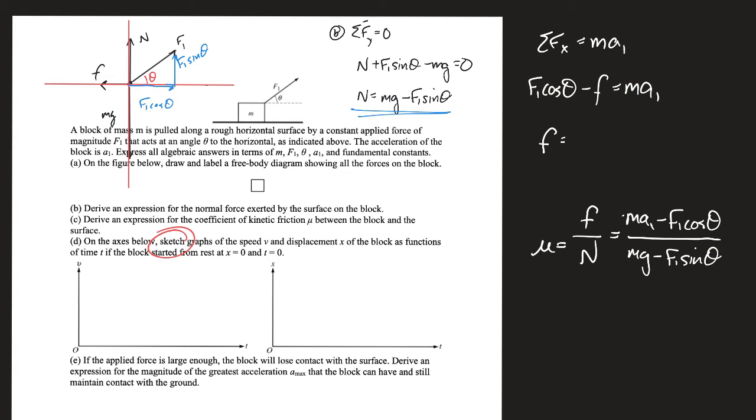But I appreciate the correction. This should have been F1 cosine theta minus ma1. I was doing my algebra too fast in my head, probably from having done this problem 3 times today. I think I'm just doing it in my sleep, but apparently not. So now I've got to correct my answer here.